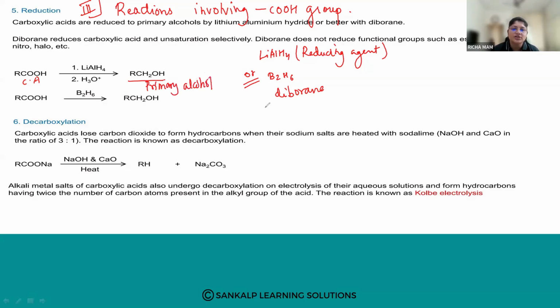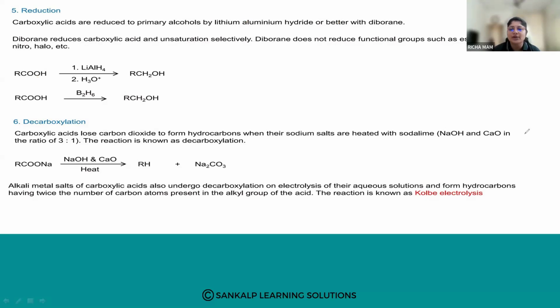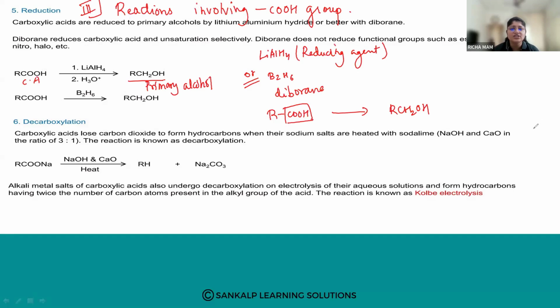So upon reduction, what is happening here? The COOH group is converted into RCH2OH. There is a change in the functional group. From the carboxylic group, you are going to get an alcohol group. This is about the reduction part. If I give you an example, let me take acetic acid. Acetic acid reacted with lithium aluminium hydride in the presence of ether as a solvent and further hydrolysis. What are you going to get? You are going to get CH3CH2OH.